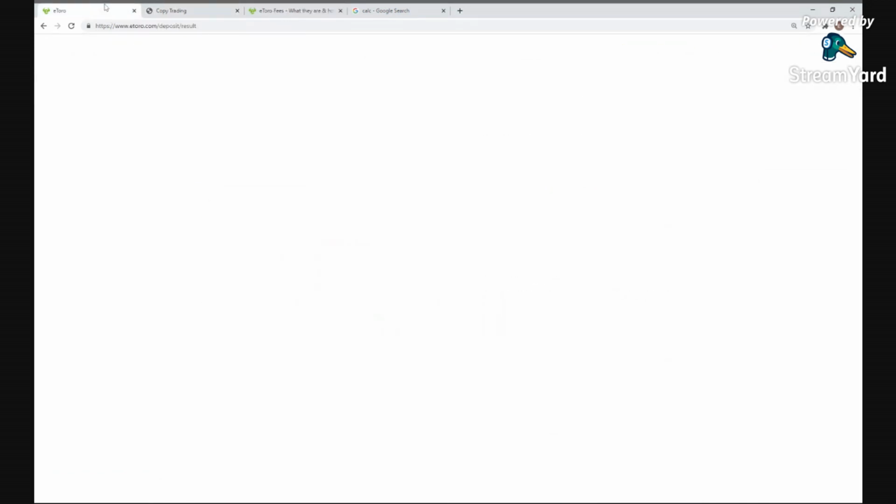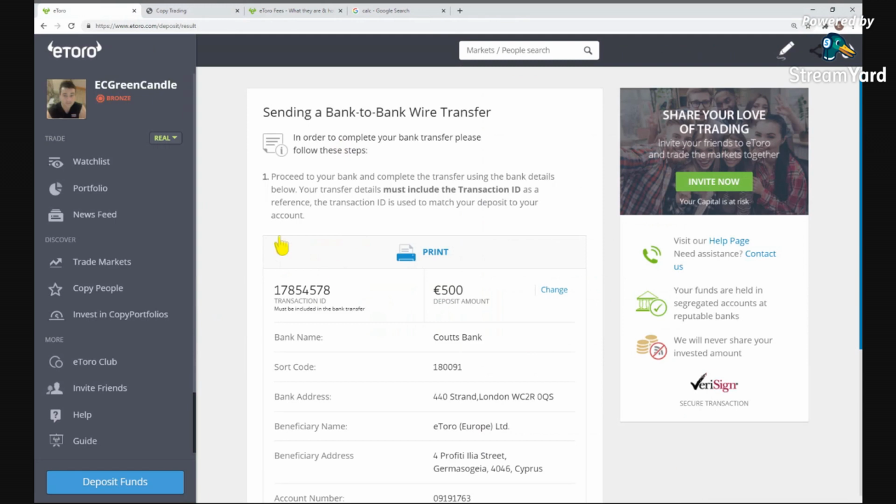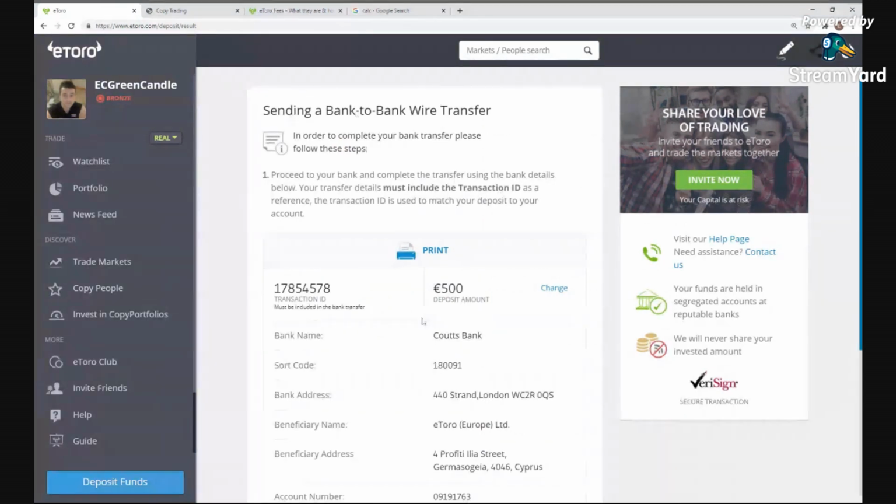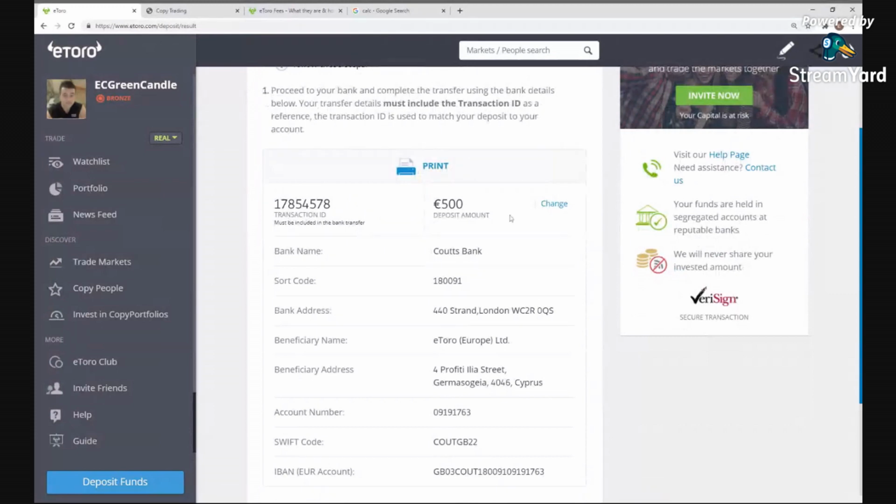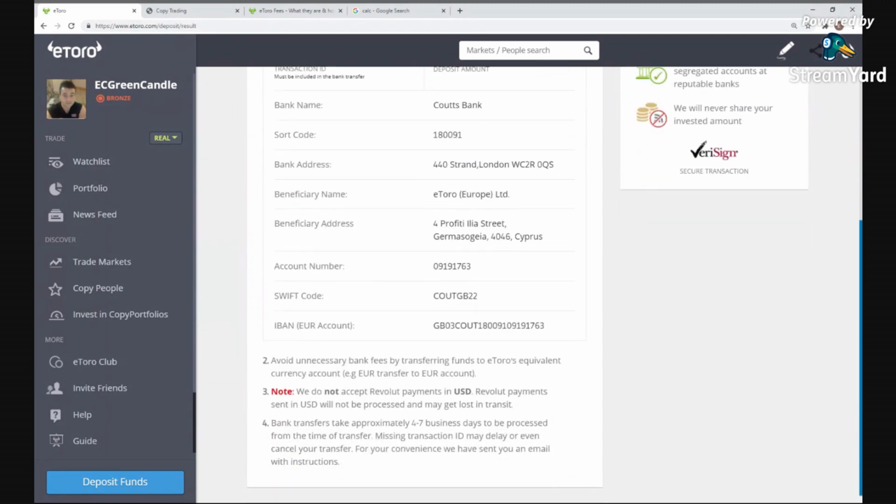Okay, let's see, yeah, there we go. It's loaded up. So this is the information you get from eToro. You'll see the transaction ID, which you can print or take a screenshot and save. So you're depositing 500, and then you go to your bank account and you enter all these details in: the sort code, bank address, etc. And then you can save it on your bank account, so you only have to enter it once, and the IBAN number. And then it says to avoid unnecessary bank fees by transferring to eToro's equivalent currency account. For example, if you use euro, transfer into a euro account, keep it euro to euro.